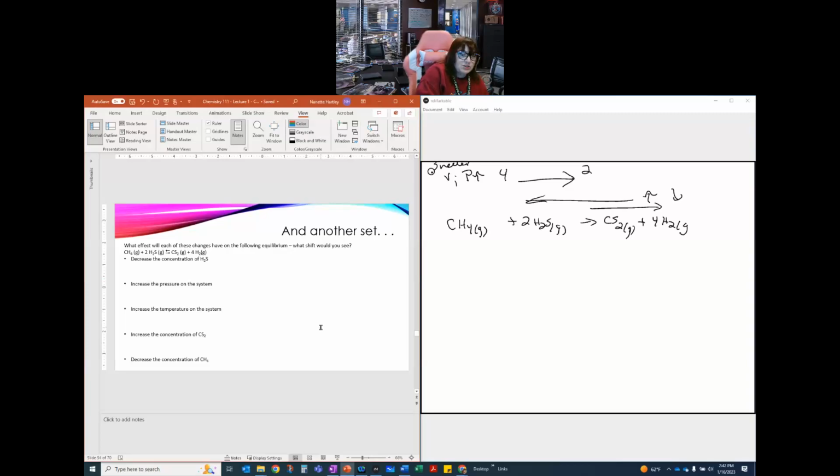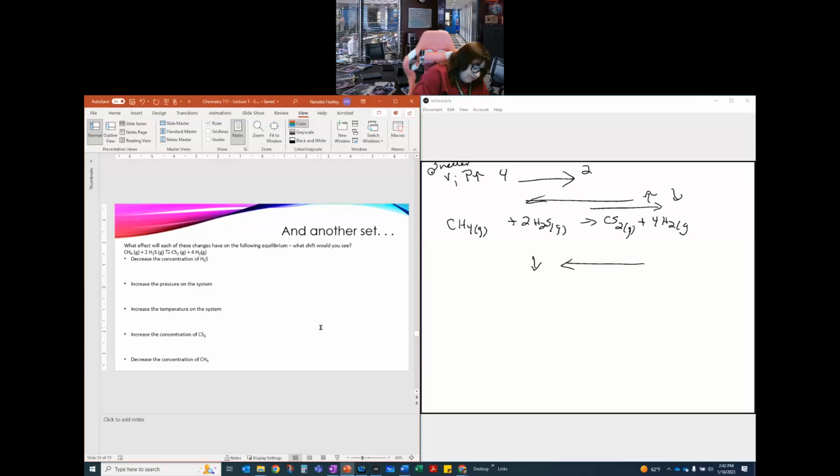If I decrease the concentration of H2S, so I decrease H2S, that means I need more H2S, so I'm going to shift in that direction to compensate. And you may notice that what I've done is I've set this up so that whatever I'm doing, I'm making the change. Like if I make it lower H2S, I put an arrow down from H2S, and then I draw an arrow to show which direction it's going to shift. That makes it easier for me to keep track of what it is I'm trying to do.